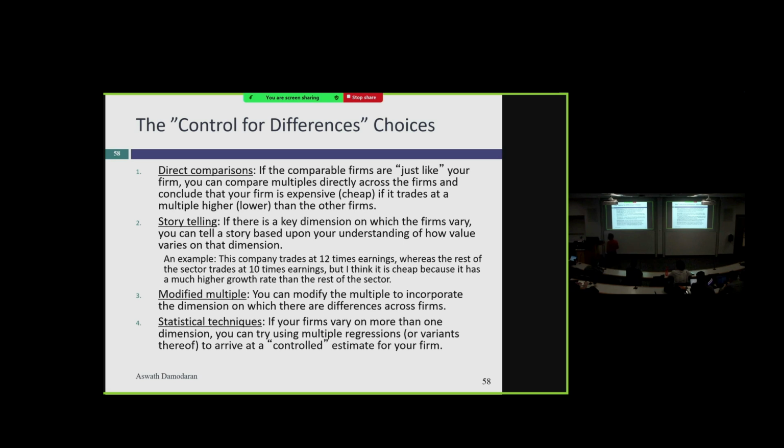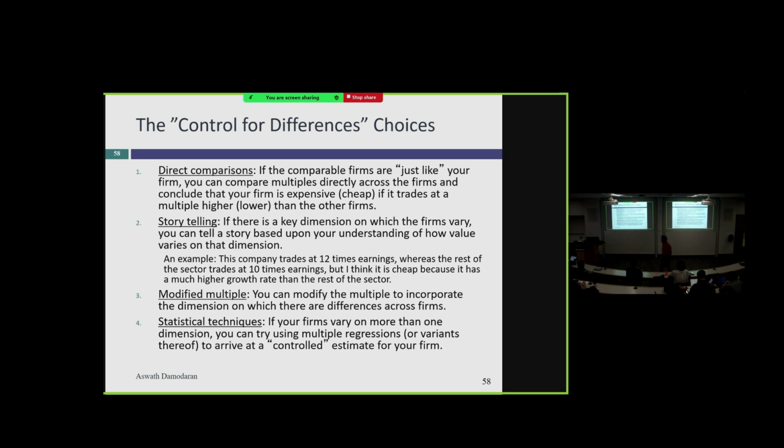The third is you try to modify the multiple for whatever you think the differences are. Hey, why do you think people use PEG ratios, right? You have differences in growth. You say, I bring the growth into my multiple. I don't have to worry about it anymore. Not quite true, but at least you can fool yourself into that.